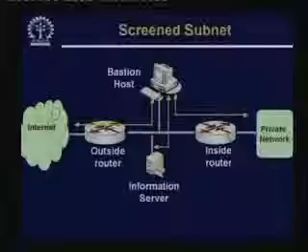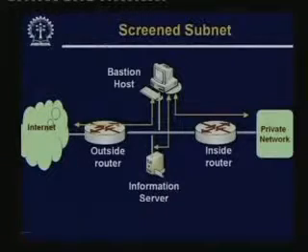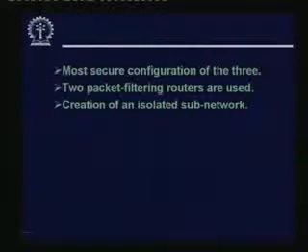Fine. So this is typically the most comprehensive version, where the firewall system comprises a pair of routers and a bastion host. This is called the screened subnet kind of firewall. This is the most secure configuration of the three. There are two packet filtering routers used, and it creates an isolated subnetwork.